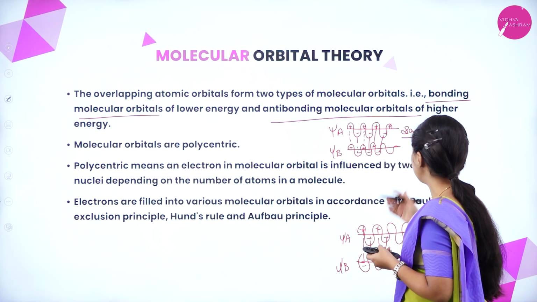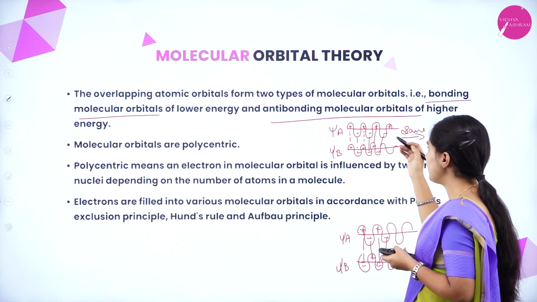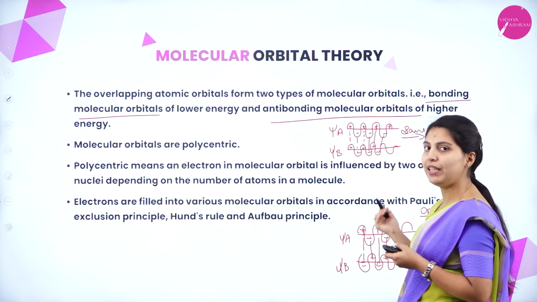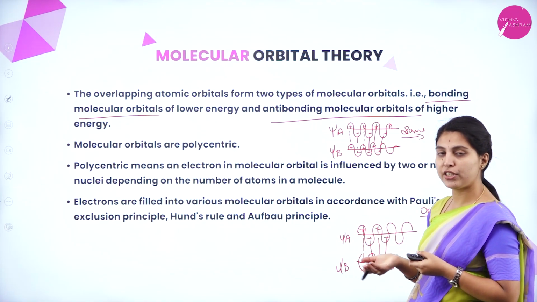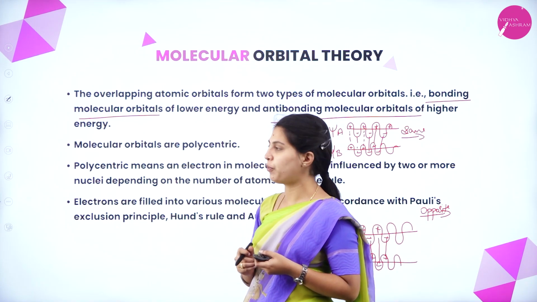This is the bonding molecular orbital, this is the anti-bonding molecular orbital. This one will have more attraction, this one will have less attraction, which means the repulsion will be more. This is the meaning of the first point.